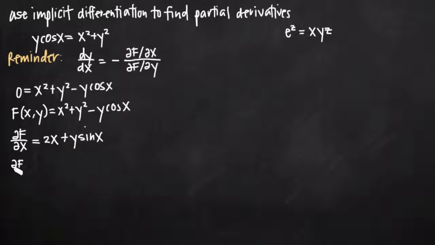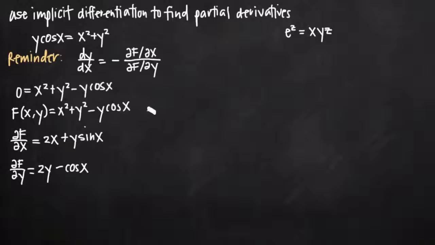Now if we get the partial derivative of F with respect to y, we'll treat y as the variable and x as the constant, so the derivative of x squared will be 0, the derivative of y squared will be 2y, and now here the roles are reversed. Negative y here is the variable part of this term. Cosine of x, since x is a constant, this cosine of x acts as a constant coefficient on the y variable here. So we'll really just end up with minus cosine of x.